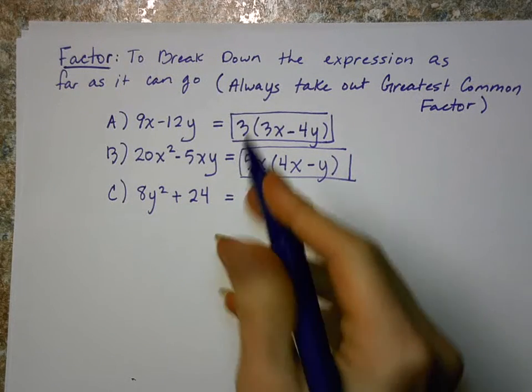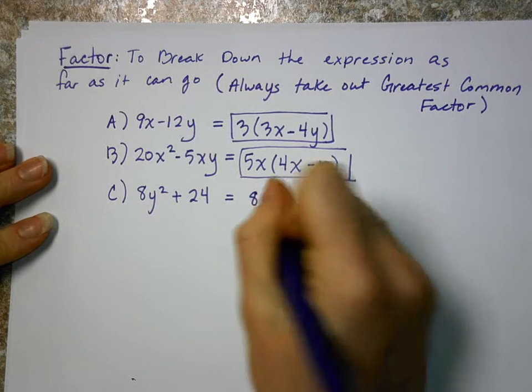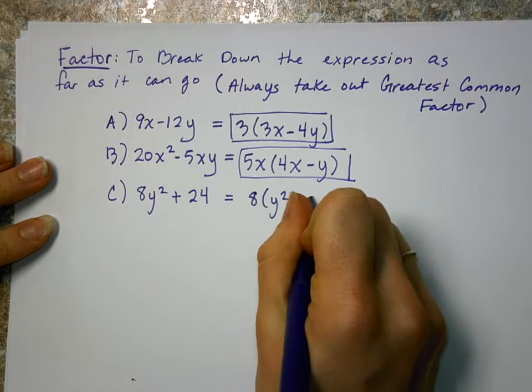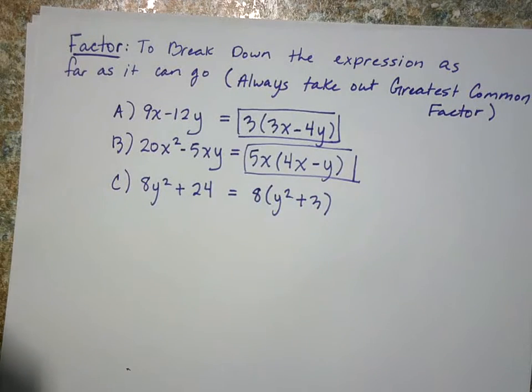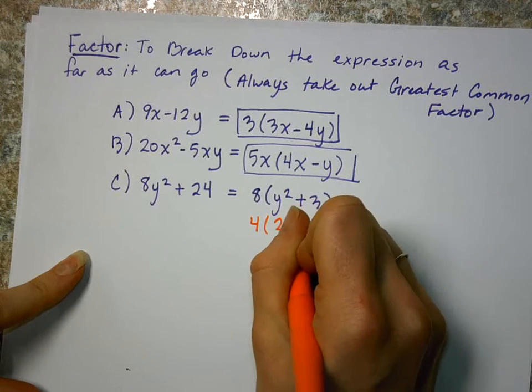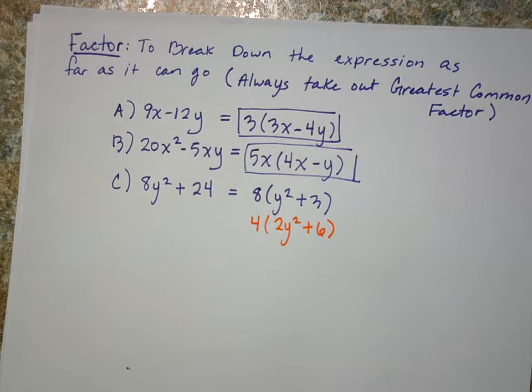All right, Lenka, can you tell me what you had? 8 times y squared plus 3. Excellent. Now here's what I saw a few of you have. I saw a few of you take out the 4, and you were left with 2y squared plus 6. Now, if you factored that, you did factor, but you didn't factor completely.